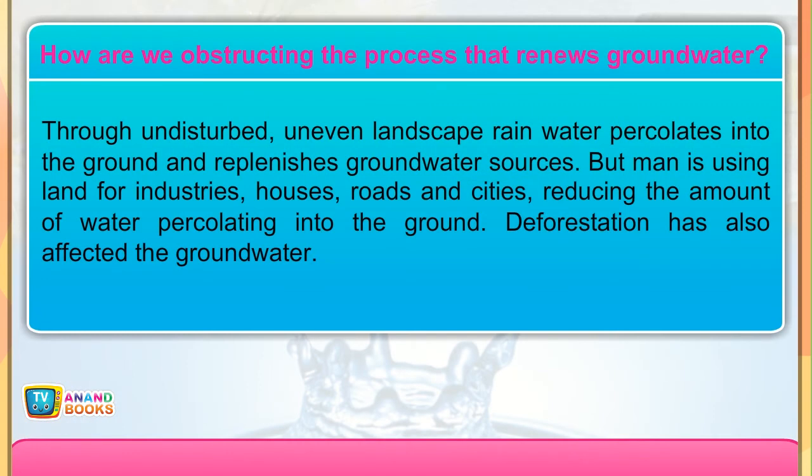How are we obstructing the process that renews groundwater? Through undisturbed, uneven landscape, rainwater percolates into the ground and replenishes groundwater sources. But man is using land for industries, houses, roads and cities, reducing the amount of water percolating into the ground. Deforestation has also affected the groundwater.